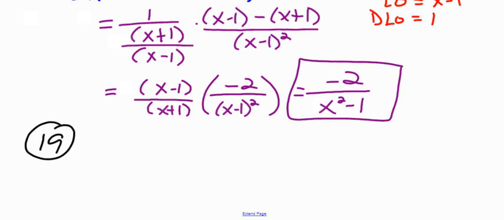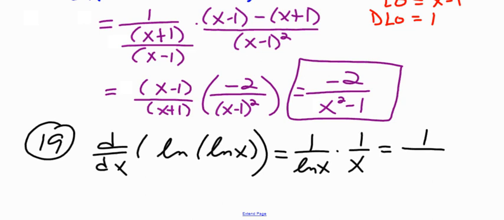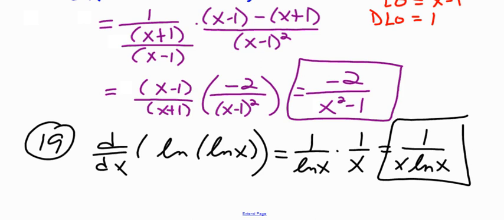Number 19, we want to take the derivative of the natural log of x. So we're going to follow the chain rule for this one also, and it's going to be the derivative of the outside function times the derivative of the inside function. And this is our answer for number 19.